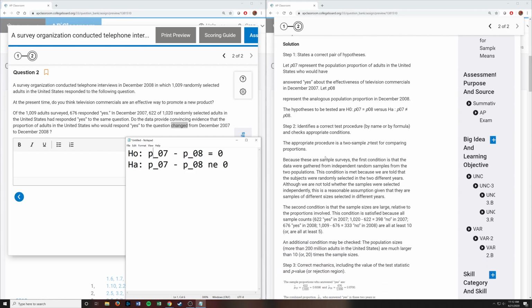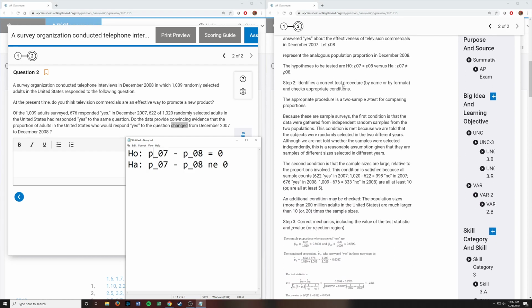Okay, step 2. Identify the test procedure by name or formula and check conditions. So this is going to be a 2-sample z-test. That's all you'd have to write there. You don't have to say you're comparing proportions. It's a 2-sample z-test. And you would then go through your conditions.